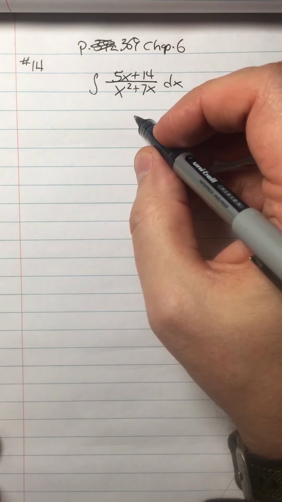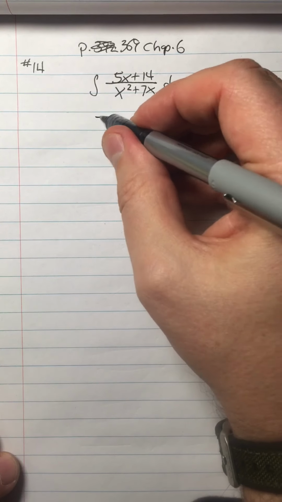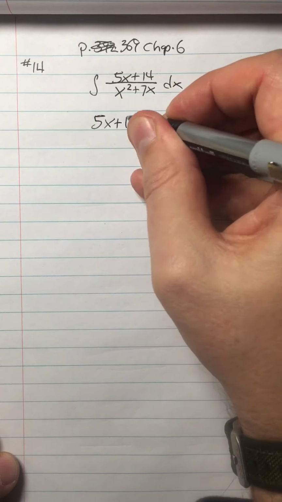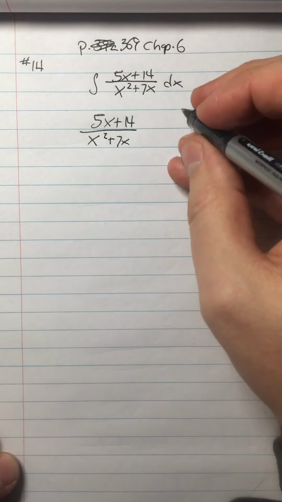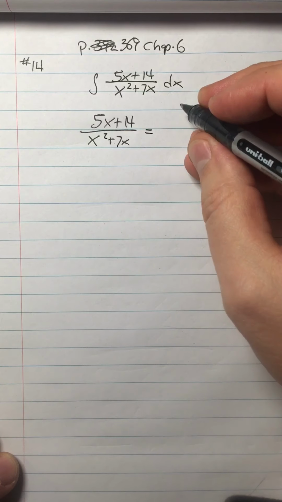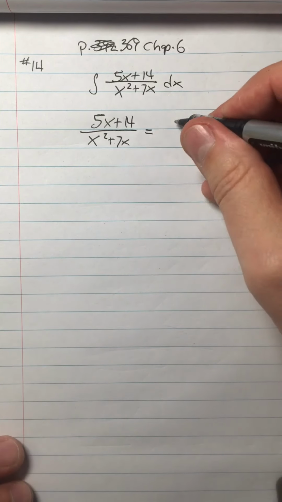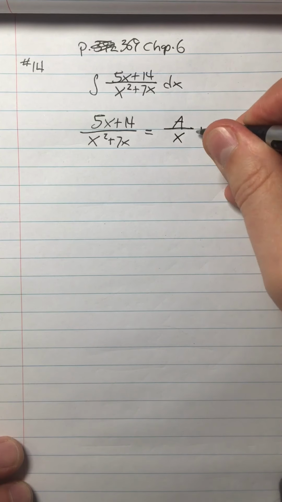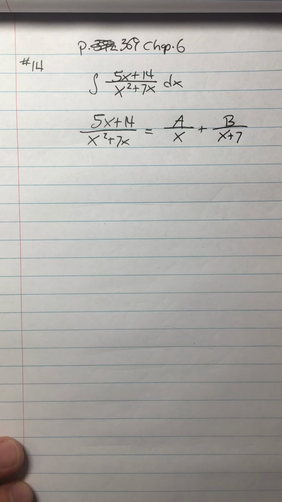Okay, so now let's see if you got the same thing that I'm going to get. So we're going to start by saying that the 5x plus 14 over x squared plus 7x. So I'm going to try and sort of keep it to the minimum in terms of what I'm writing here. So I can factor this in my head. It's x times x plus 7. So let's put a over x plus b over x plus 7. And we're just going to do it like that, right?